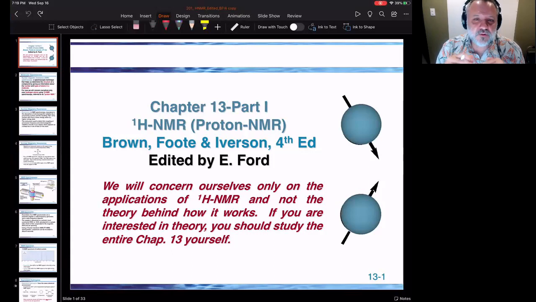NMR works similarly to IR in the sense that we're going to take a sample and bombard it with light, and it's going to react to it. In IR, it was IR light interacting with molecules that had permanent dipole moments. There's a similar situation going on here, but instead of IR light, it's radio waves. And instead of permanent dipole moments, there has to be a nuclear spin moment. What you're looking at in this picture is a nucleus with a vector arrow, and those vector arrows represent nuclear dipole moments.